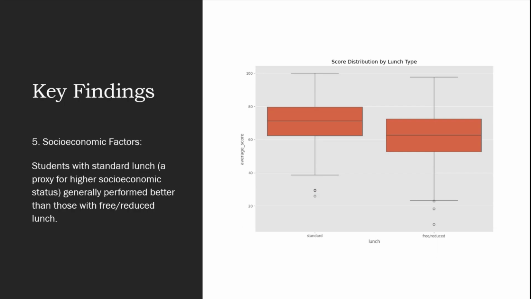Socioeconomic factors. We also found that socioeconomic factors play a role in student performance. Students with standard lunch, which we used as a proxy for higher socioeconomic status, generally performed better than those with free or reduced lunch.